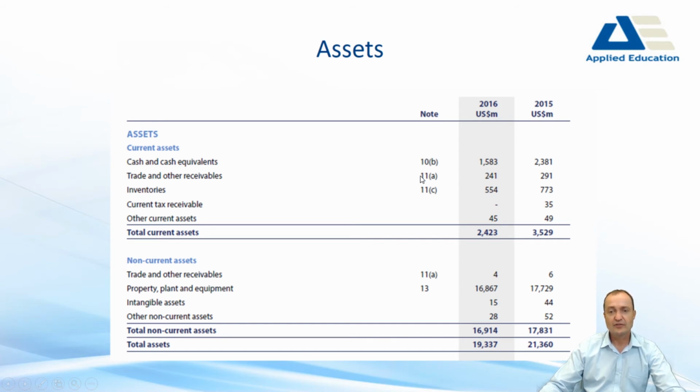Then you've got trade and other receivables. You've got your inventories, and then any other current assets down there. Again, current assets are converted into cash within 12 months. Non-current assets, the assets that you see down here, are kept for the longer term. So we've got some property, plant and equipment, an intangible asset, and other non-current assets. So we've got total assets there of 19.3 million.